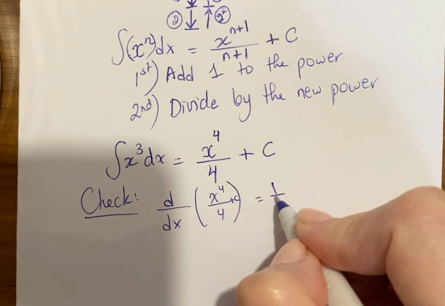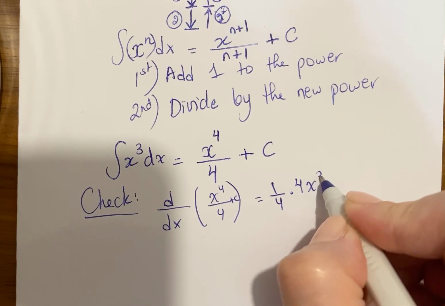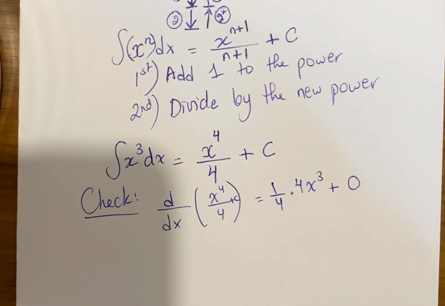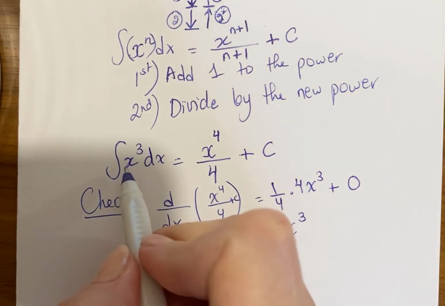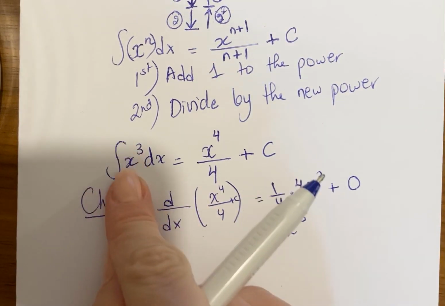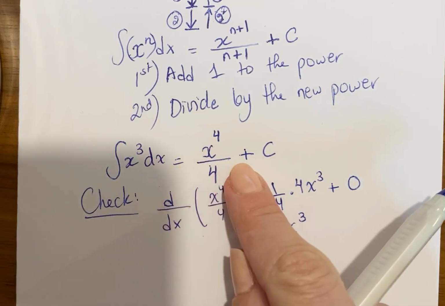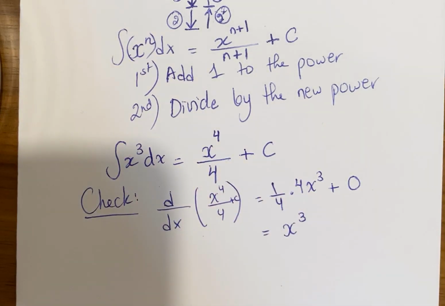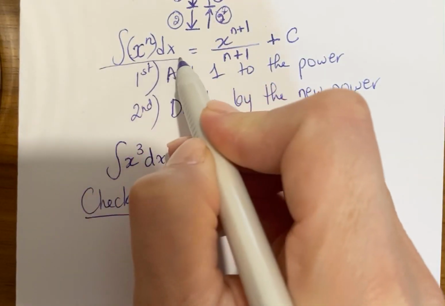1 over 4 is a constant. The derivative of x to the power 4 is 4x cubed, and the derivative of the c is 0. What does that give me? It gives me x cubed. Is that true? The antiderivative of x cubed dx is equal to x^4 over 4 plus c. It's true because the derivative of x^4 over 4 plus c is nothing but x cubed. So this is our first formula that we have done over here.